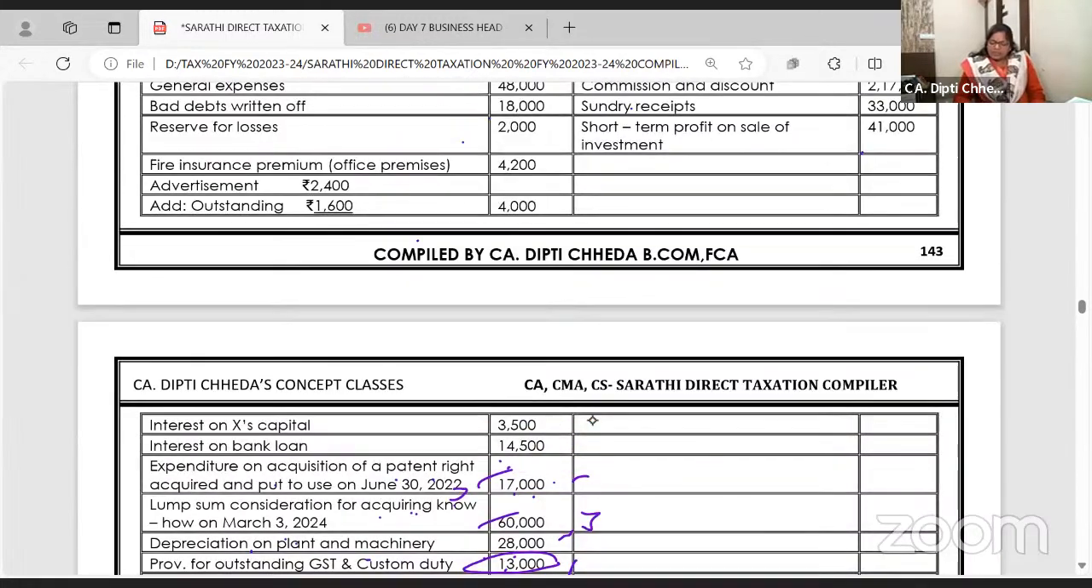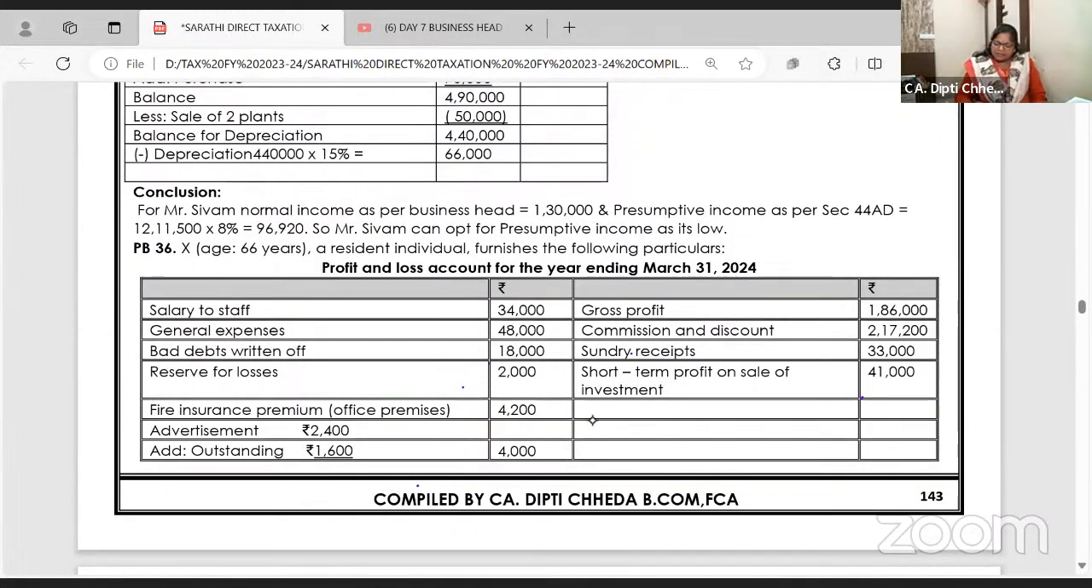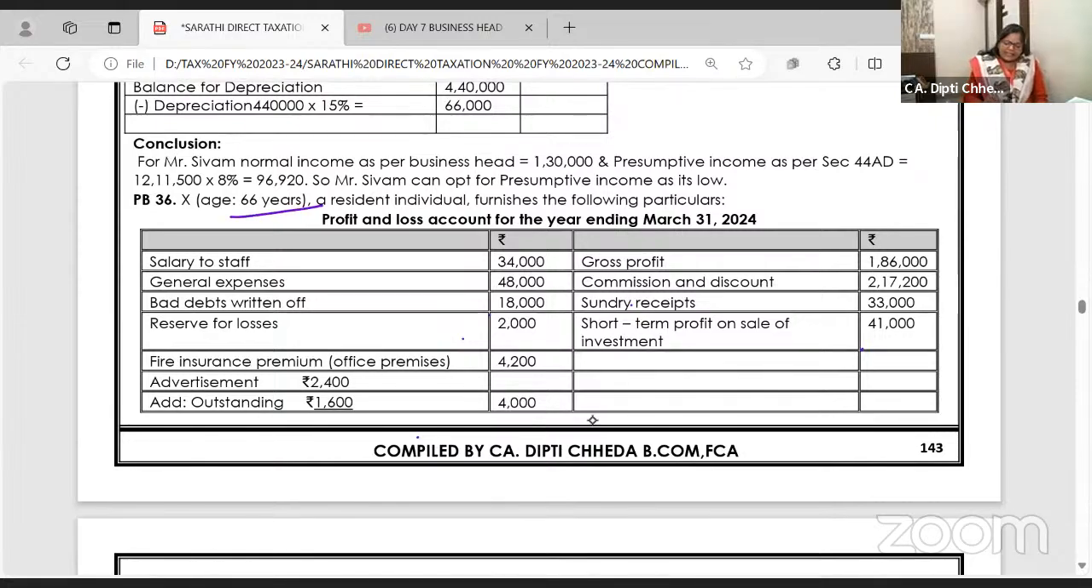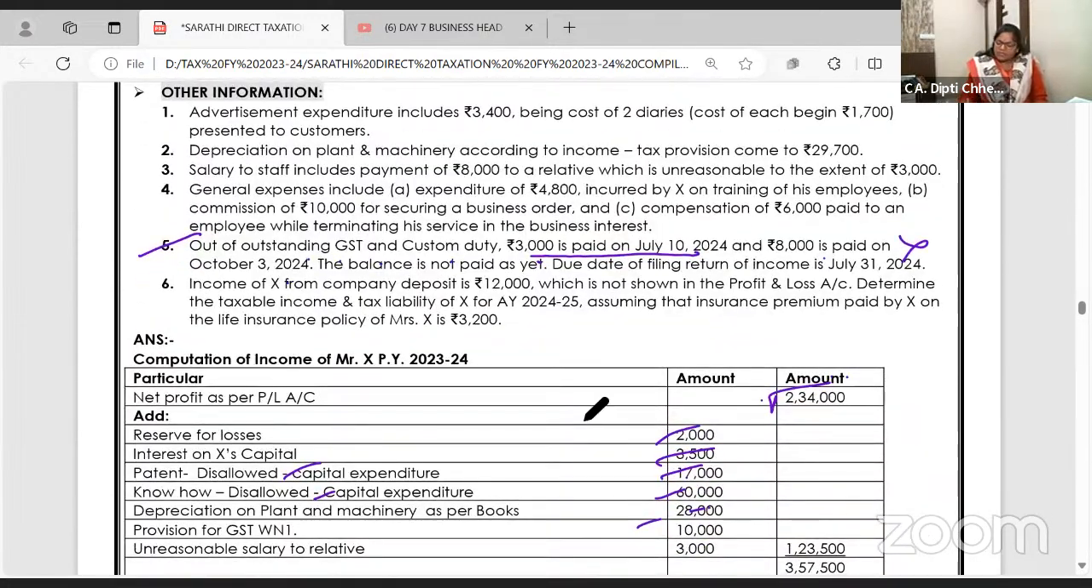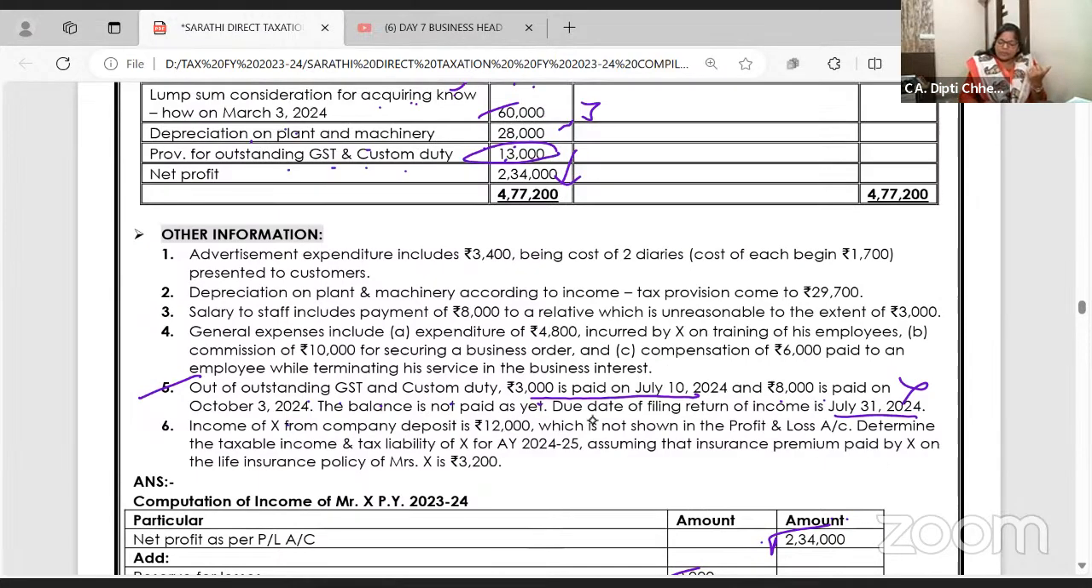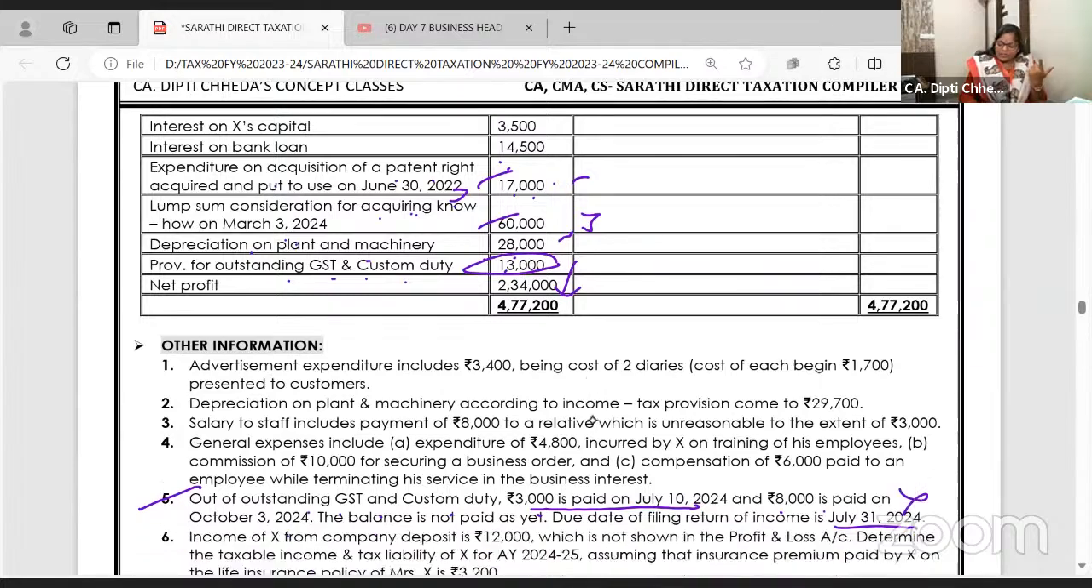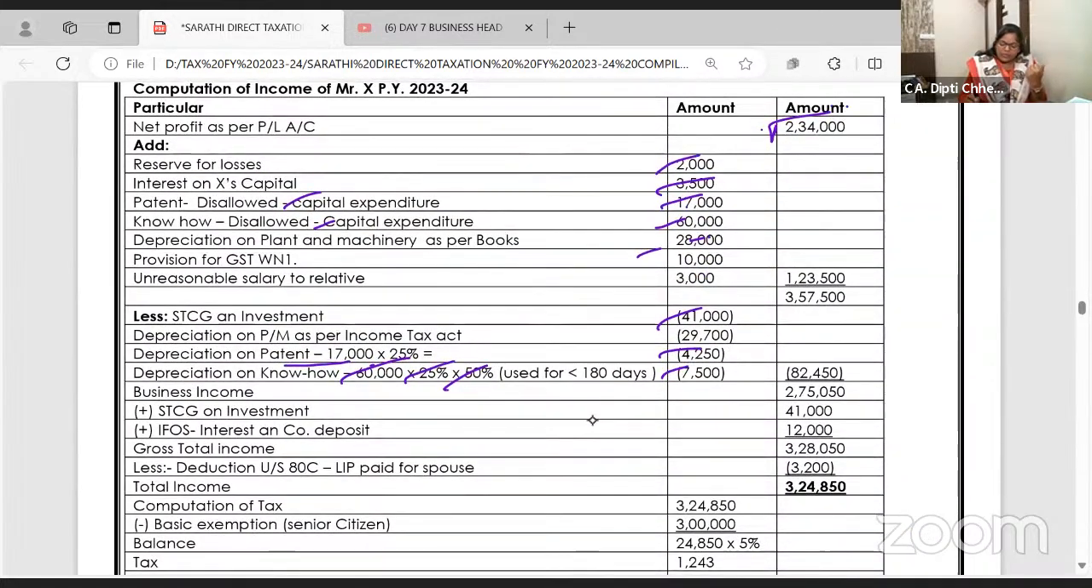For this assessee, because his return is due in July, he is 66 years old. So before July you have paid 3,000. In October you paid 8,000 and the balance is not yet paid. The last date of filing the return is July. So before July, how much did you pay? 3,000. So how much will be added back? 10,000. I want to repeat.